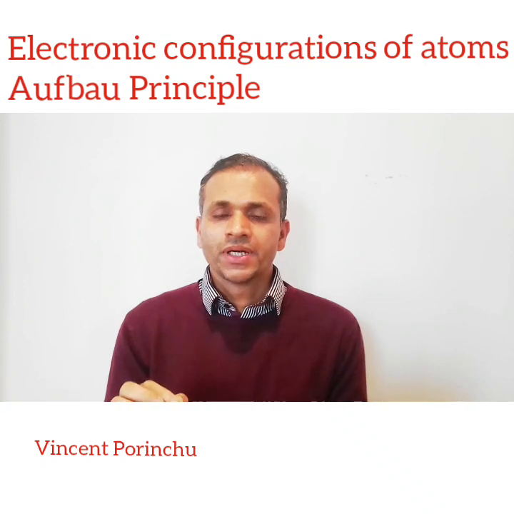The small letter n is called the principal quantum number. The principal quantum number n equal to 1 means the first energy level, n equal to 2 means the second energy level, n equal to 3 means the third energy level, and so on. These primary energy levels are divided into subshells.